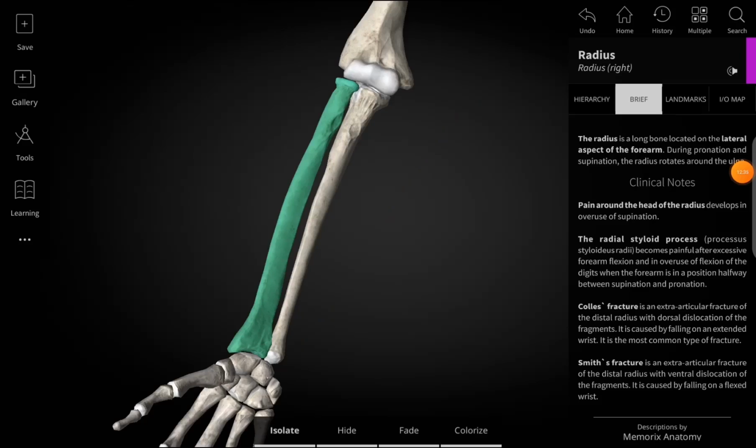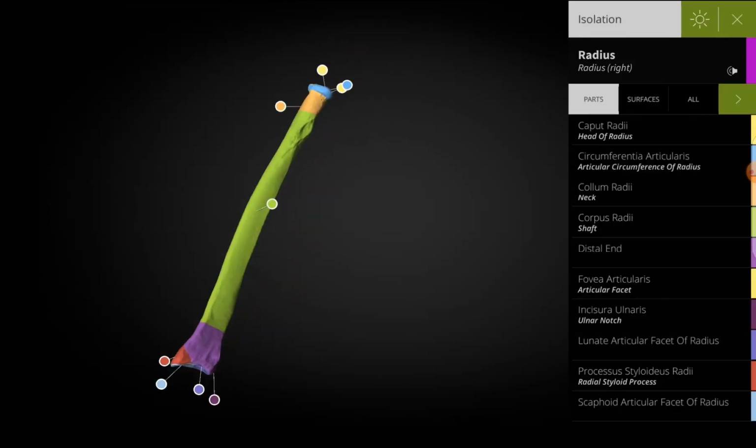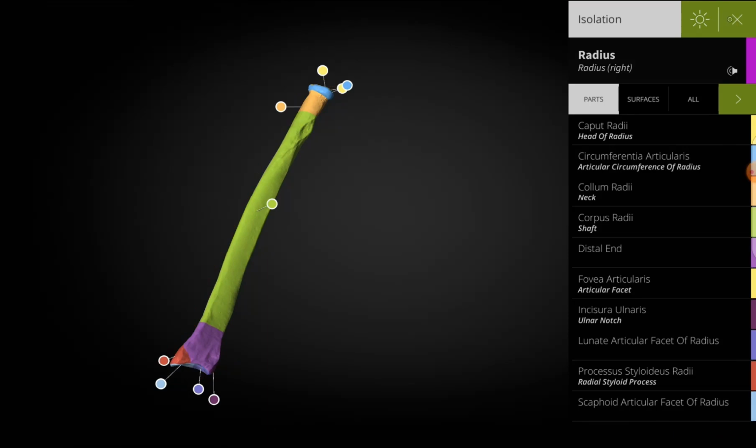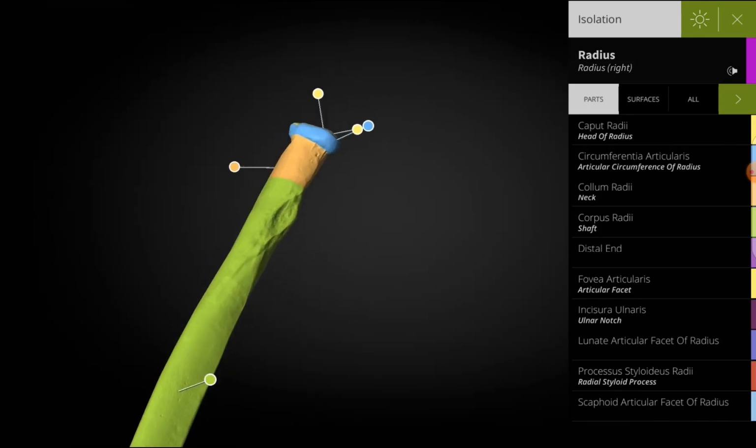Of the two forearm bones, the one located more laterally is the radius. Similar to the previous bones, the radius can also be divided into the proximal epiphysis, the distal epiphysis, and the diaphysis or corpus located between the two. The proximal epiphysis is where we find the head of the radius, known as the caput radii.